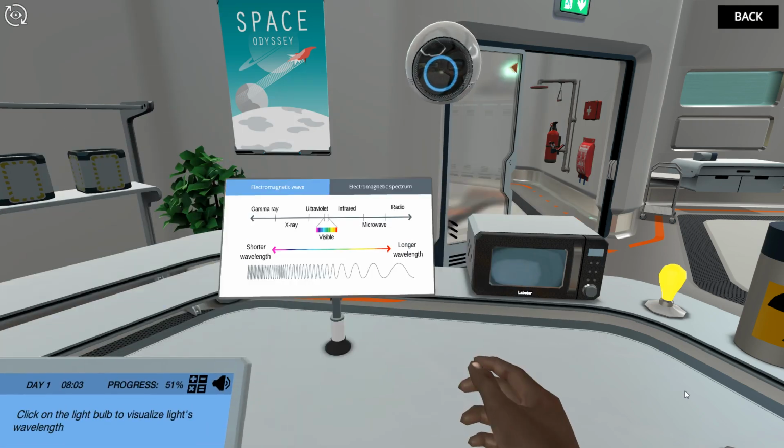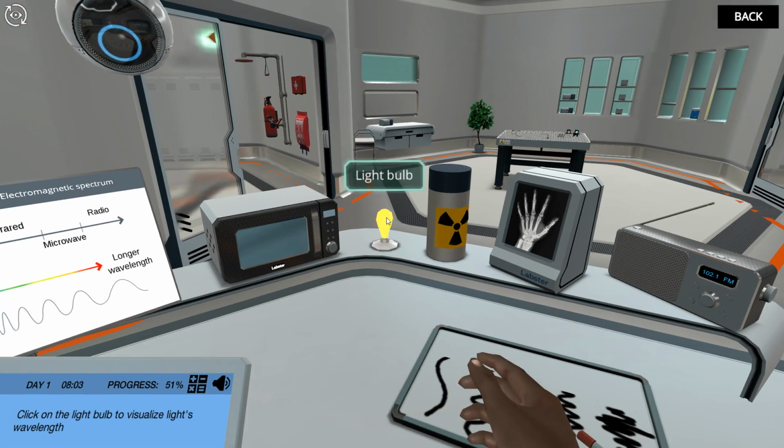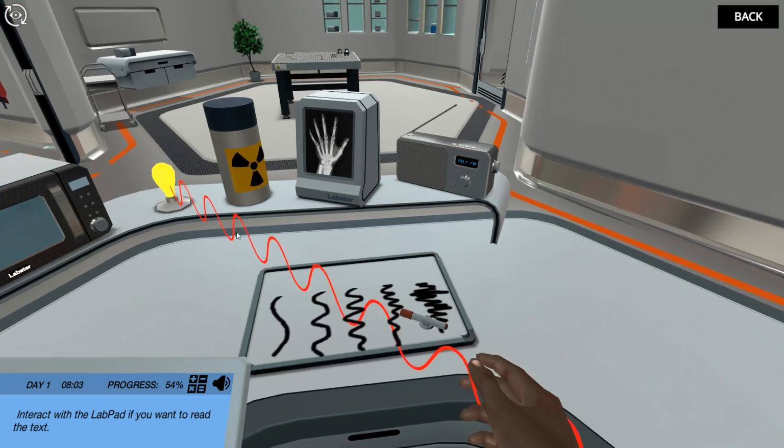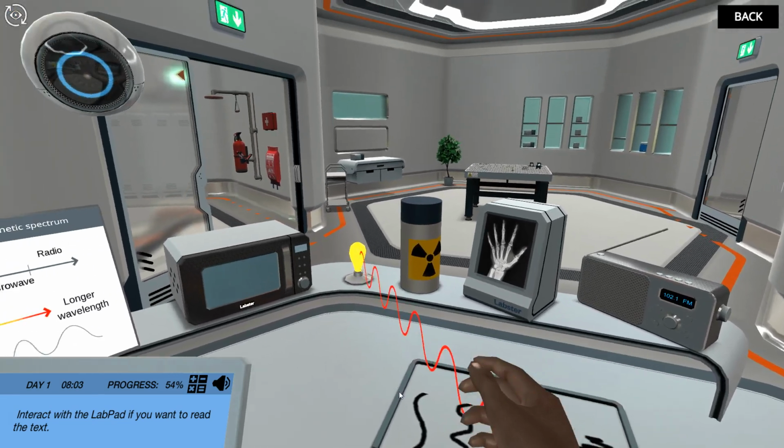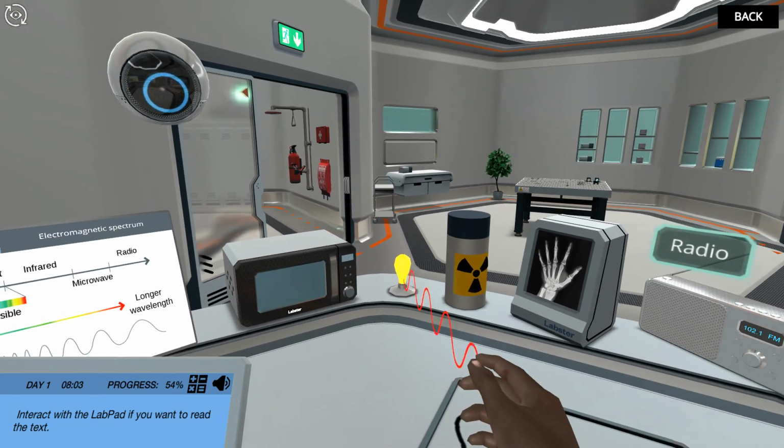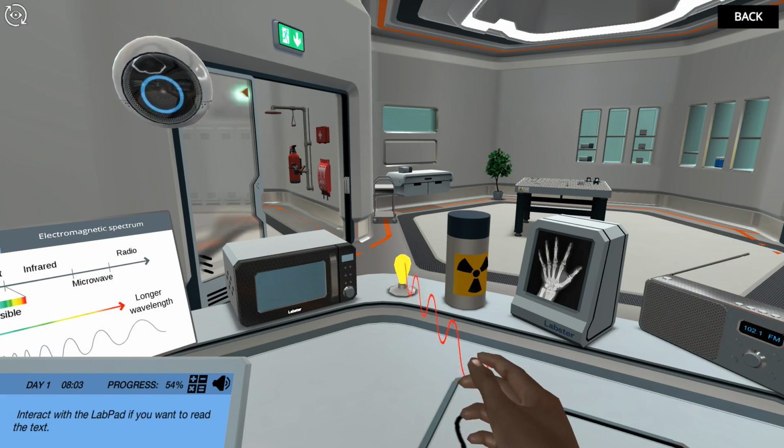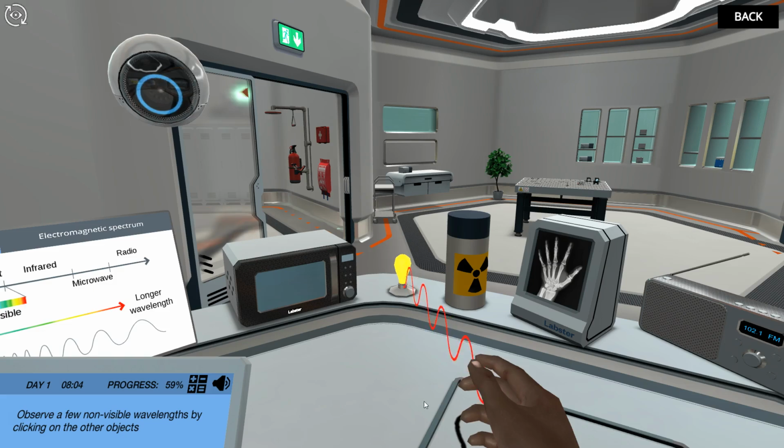Click on the light bulb to visualize light's wavelength. Light bulbs emit safe electromagnetic waves. Other wavelengths can be dangerous to you. Luckily, you are always safe from radiation in a virtual lab. Which is just as well, as I have been told I am radiant. Observe a few non-visible wavelengths by clicking on the other objects.